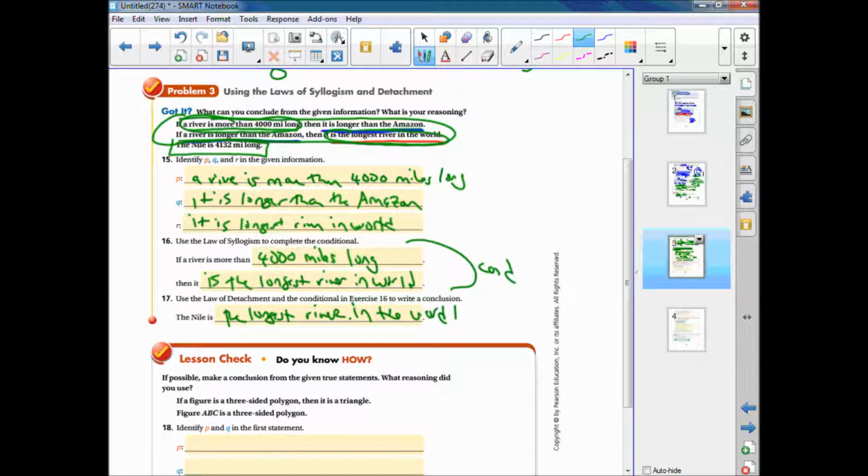Okay, so this puts both of our two laws together. First we use the law of syllogism to write a new conditional statement combining two of the things we were given. So we deduced a new conditional statement. And then, given our new conditional statement and a hypothesis that made our conditional statement true, we were able to deduce the conclusion of our new conditional statement. Okay, whew, that's a lot of stuff there.